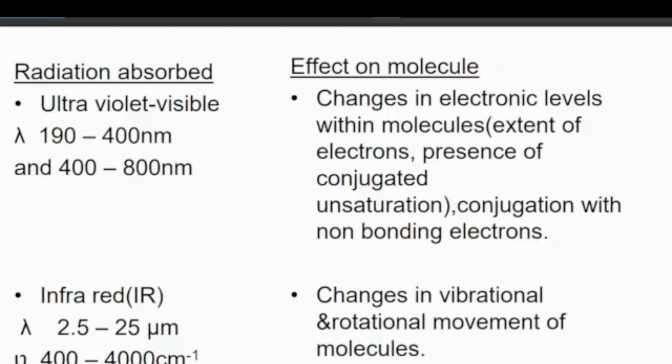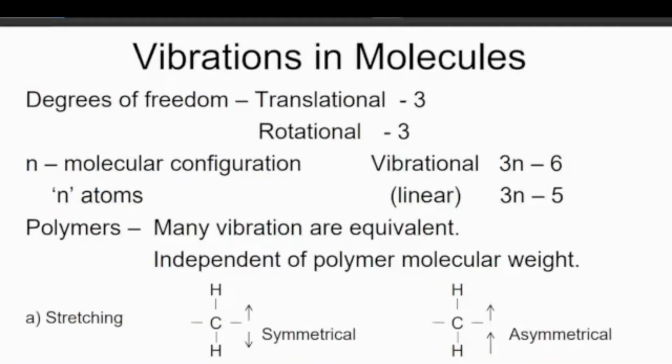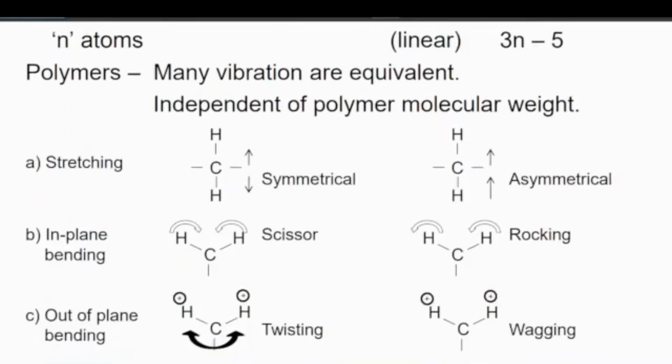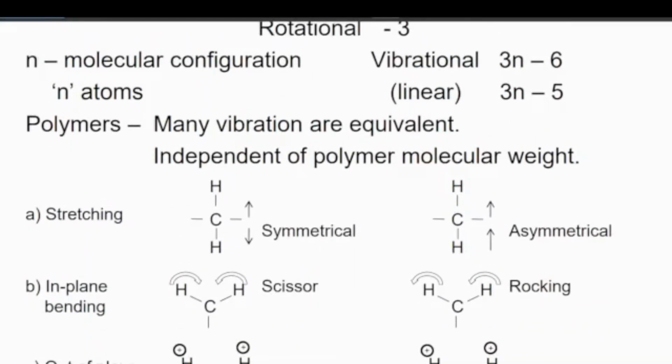So what happens is there are changes in the electronic levels within the molecules, and changes in the vibration and rotational movement of the molecules. These are used for the detection of functional groups. Functional groups are detected in these cases. So these are the types of structures that you see.